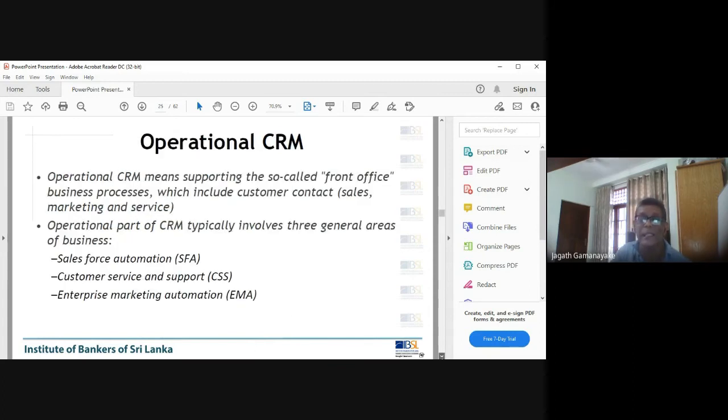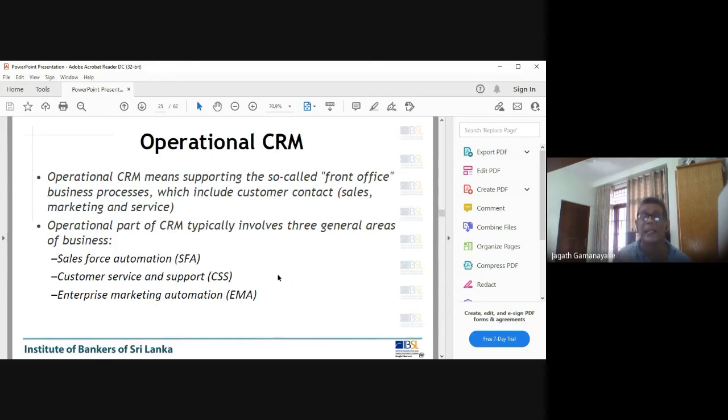So now let me explain a little bit about operational CRM, right? I will try to explain in more detail what is meant by operational CRM. Operational CRM means supporting the so-called front office. In our banks also, according to the central bank, you must have a front office, middle office and back office, right? In order to have an internal control mechanism. But here we talk about it in a different way. We look at operational CRM as supporting the front office business processes, which include customer contacts, marketing, and so on.